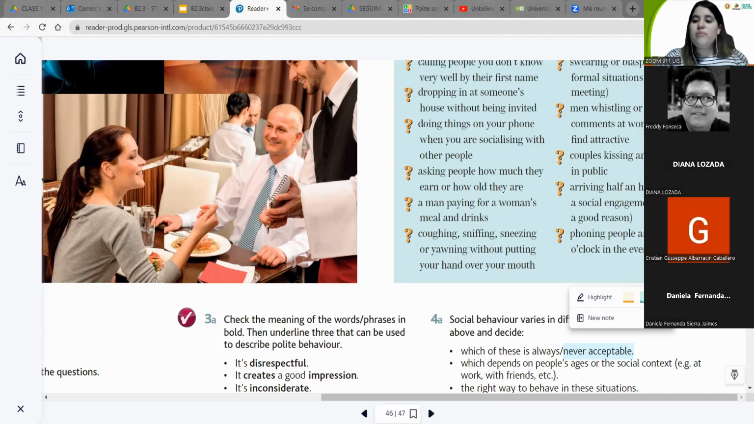And the last one, phoning people after 10 o'clock in the evening. What do you think about this one? It depends on the people, and on how urgent the situation is. If it's a friend, you can do it. But if it's a colleague from work, it is not acceptable.